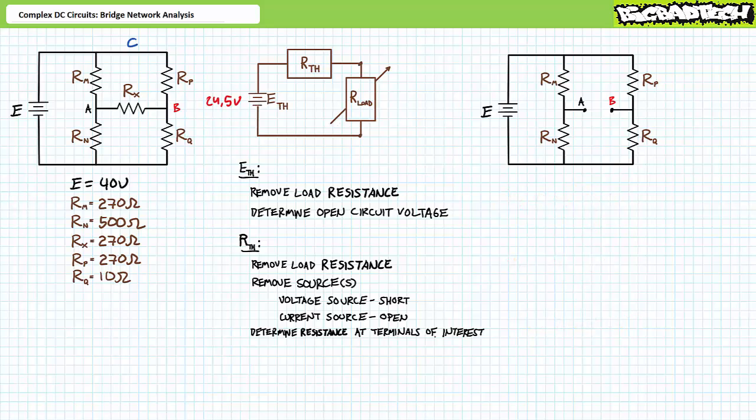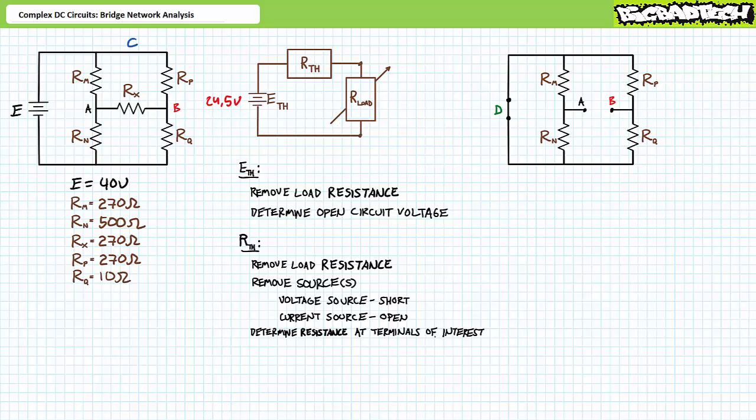Let's put these figures aside for a moment and solve for the Thevenin's equivalent resistance, RTH. First, we need to remove the load resistor. Then we need to remove the voltage source by replacing it with a short circuit. Finally, we need to determine the resistance at the terminals of interest A and B. This may take some visualization on your part, but the removal of the bridge resistor Rx, the load of interest, and the shorting of the source has fundamentally changed the nature of this circuit.